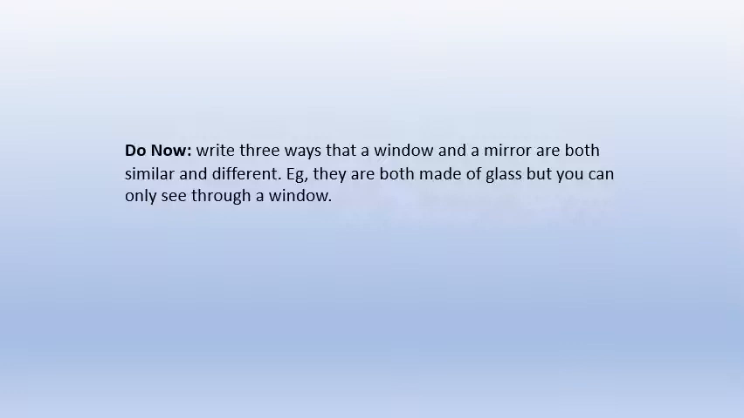But before we get on to that, I want you to do this now. Write 3 ways that a window and a mirror are both similar and different. For example, they are both made of glass, but you can only see through a window. The point of this is that we're going to be comparing poems, so we need to be thinking in that way. So 3 ways that a window and a mirror are both similar and different. Just 5 minutes for that.